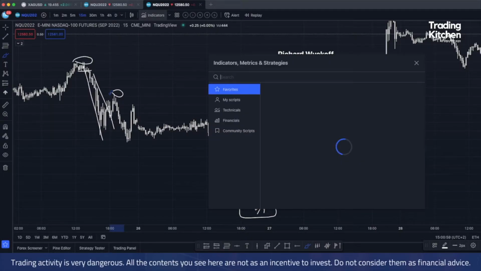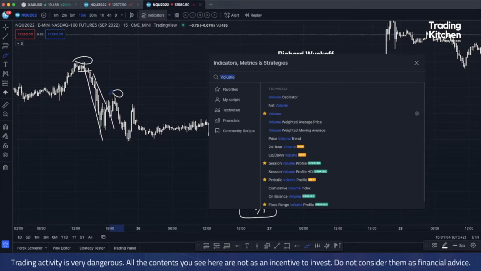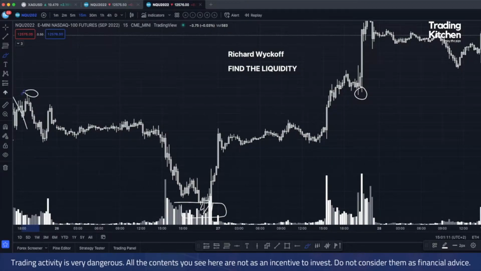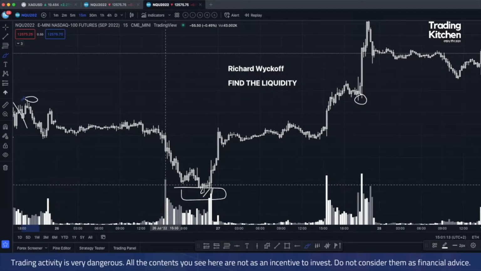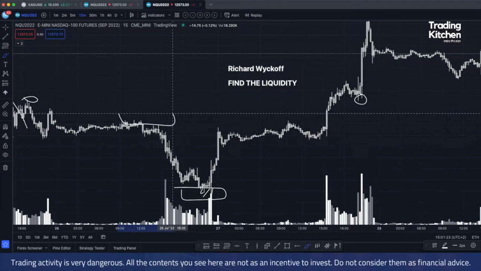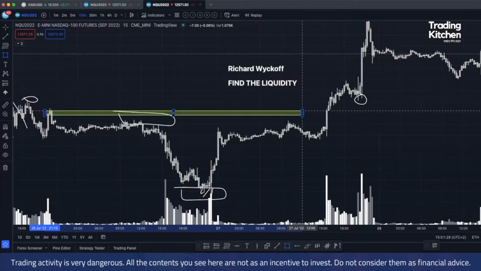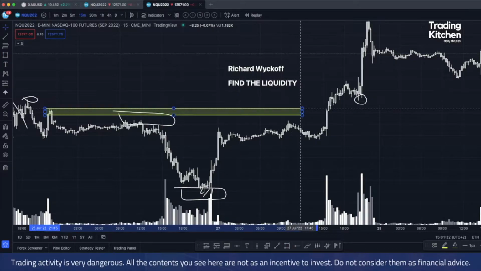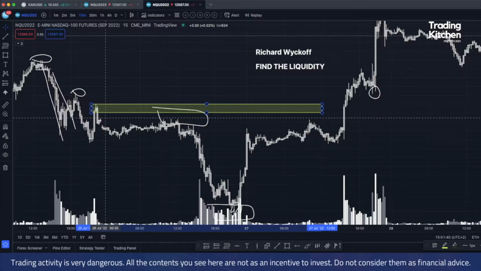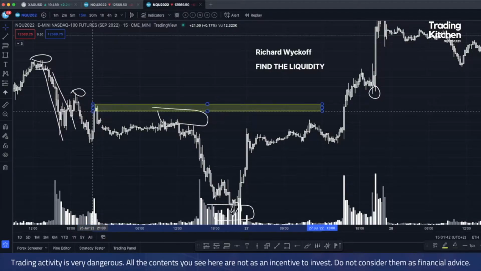Okay, so if you add a volume indicator, it could be so much easier. For example, here we have a huge amount of volume enter the market. And what does it mean? That here there is liquidity. And this is so much more impressive, so much easier to understand if the liquidity that you just found is below, in this case, a supply zone, which is this one.